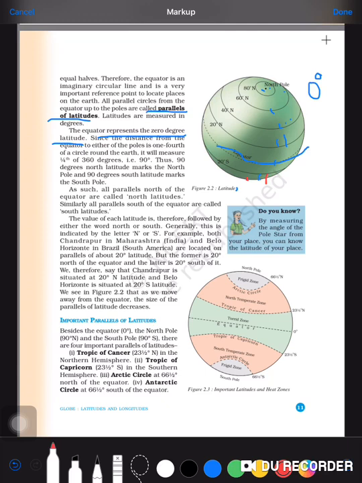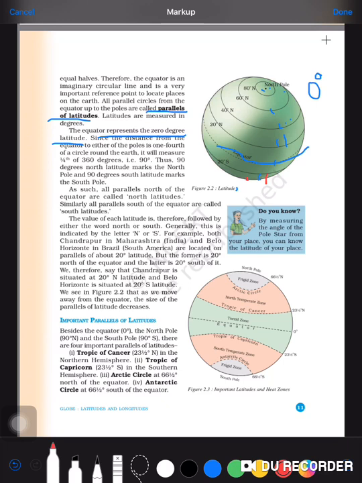Both Chandrapur in Maharashtra and Belo Horizonte in Brazil are located on the parallels of about 20-degree latitude, but the former is 20-degree north of the equator and the latter is 20 degrees south of it. It means that wherever we are located, if we are in a northern place, the degree is written with N, showing we are in the northern hemisphere. And if we are in the southern hemisphere, then the degree is written with S, which shows that we are in the southern hemisphere. Okay.